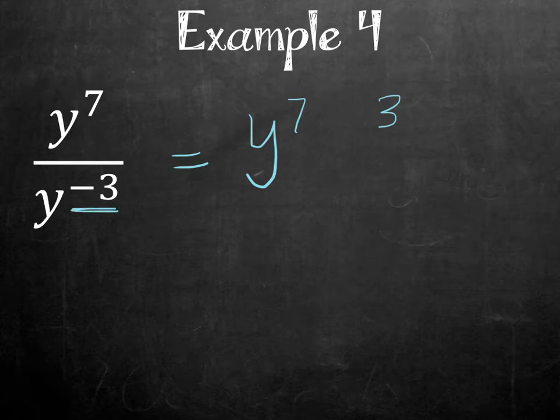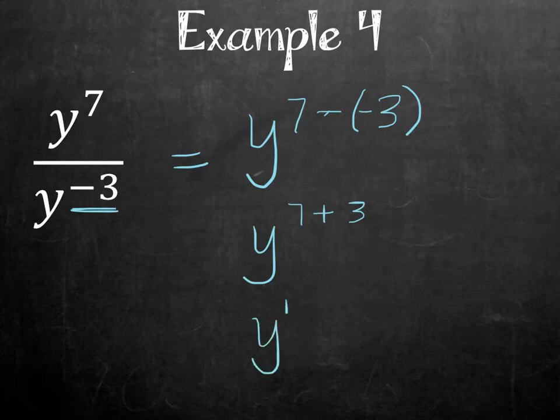So I'm going to be doing 7 minus negative 3. Okay, well what we know about our integer rules is when we do a minus a negative, that actually converts into adding a positive. It's like taking away a debt. So y to the 7 plus 3 is going to give me y to the 10th.